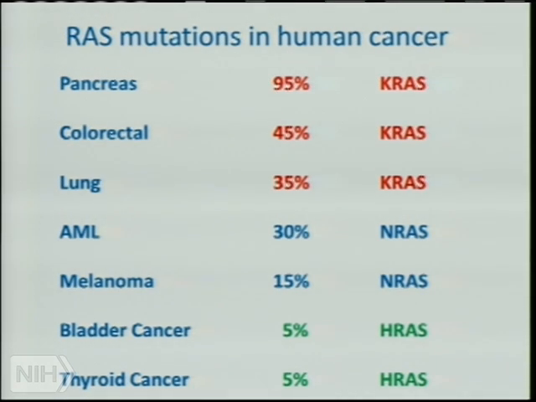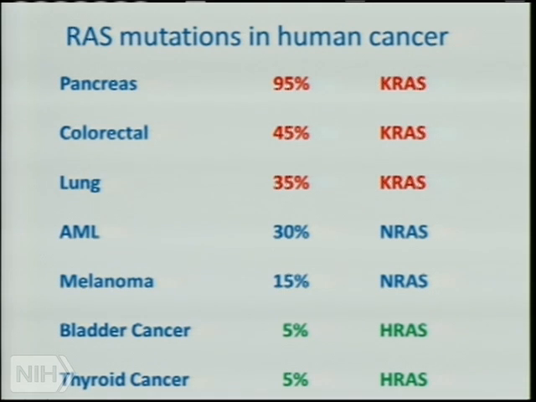But KRAS is the major player in human cancer. HRAS, as we heard, is a minor player, playing a small role in terms of numbers of bladder cancer and thyroid cancer. And we also heard from Susan that HRAS actually is a target for farnesyltransferase drugs, whereas NRAS and KRAS are not, because they have a backup system.